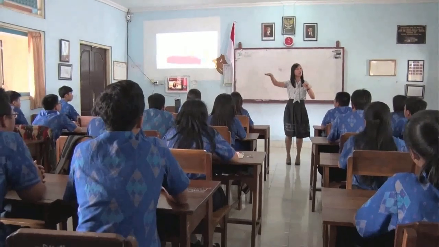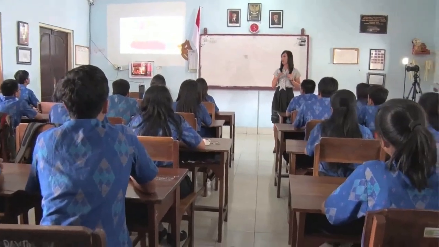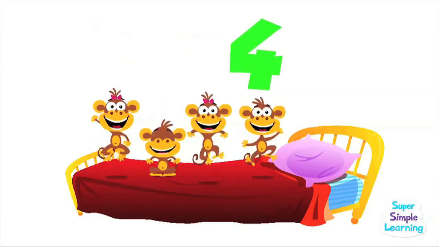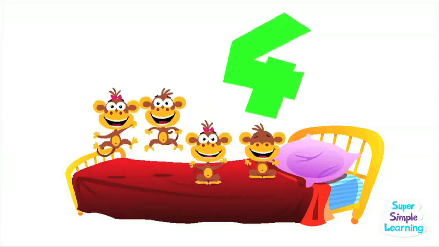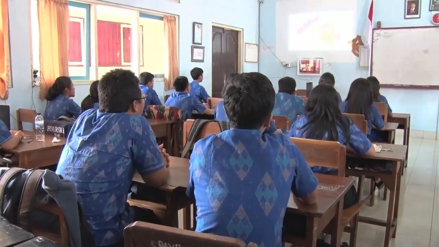Okay, I will have these two rows first and you will answer it, okay? Four little monkeys jumping on the bed. One fell off and bumped his head.